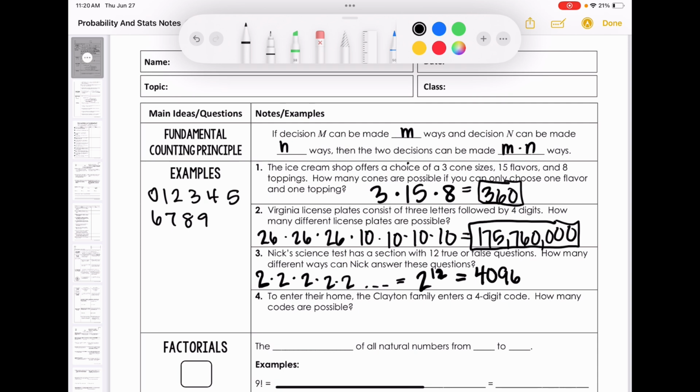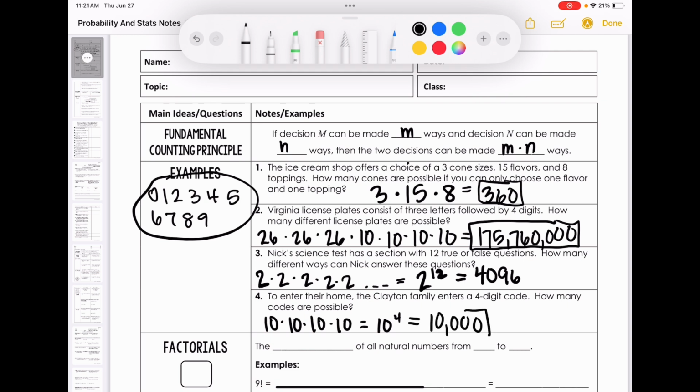All right, number 4. To enter their home, the Clayton family enters a 4-digit code. How many codes are possible? All right, so kind of like we were talking about up here, there's 10 single digits. So for the first digit in our code, there's 10 options. The second one, the third one, and the fourth one. So we could also write that as 10 to the 4th power. And when I type that in, that gives me 10,000.